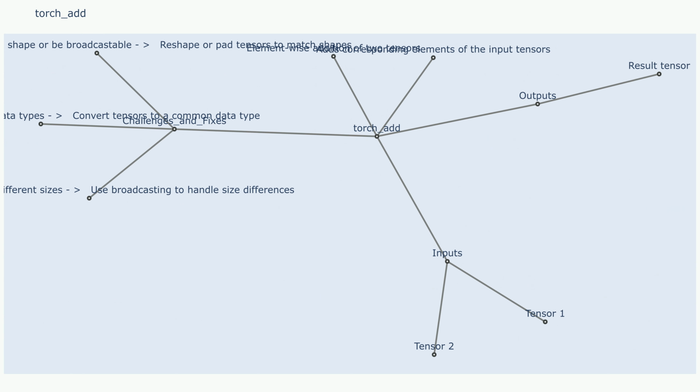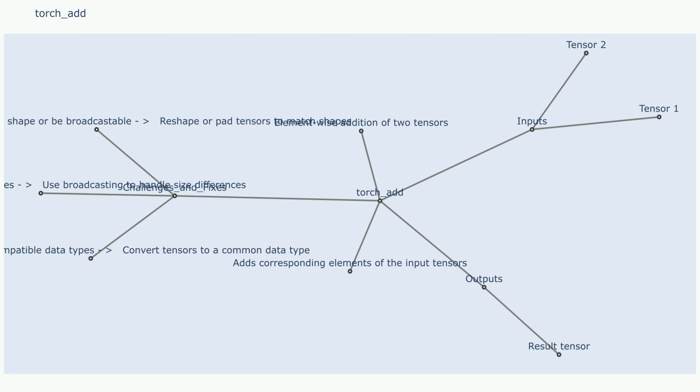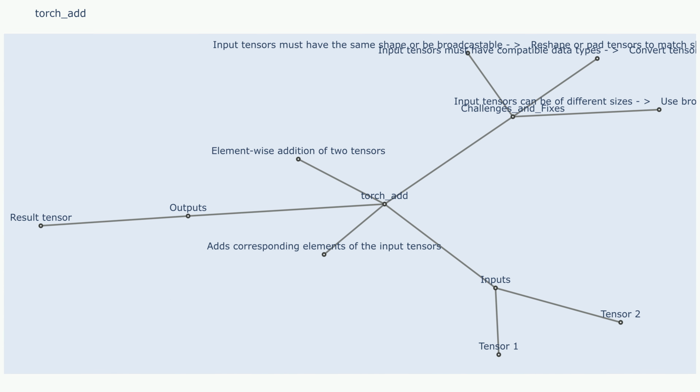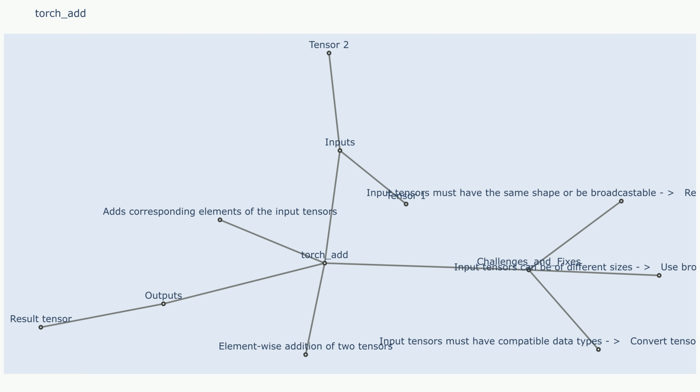Challenges and fixes. Challenge 1, input tensors must have the same shape, or one of the tensors must be a scalar. Sample use case that resulted in challenge 1: trying to add two tensors with different shapes. Fixes to challenge 1: ensure that the input tensors have the same shape or that one of the tensors is a scalar. Use broadcasting if the input tensors have different shapes but are compatible for broadcasting.